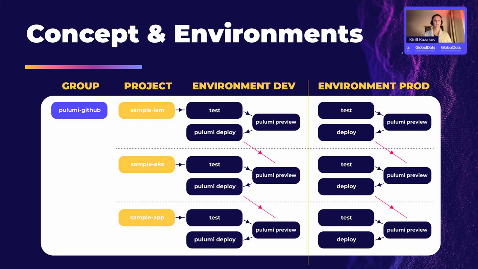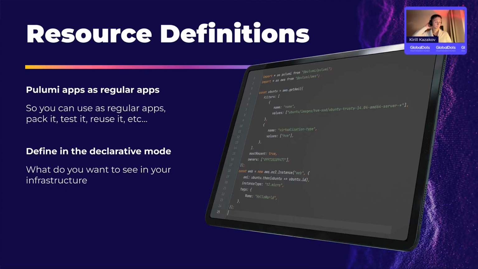In this picture, we can see the same structure, but with three projects, for example, sample IAM, sample EKS, and sample app. Each of them has two stacks, dev and prod, as you see. In dev, there will be settings for the development environment, for example, a separate AWS account, region, etc. And in prod, you set your own settings, of course.